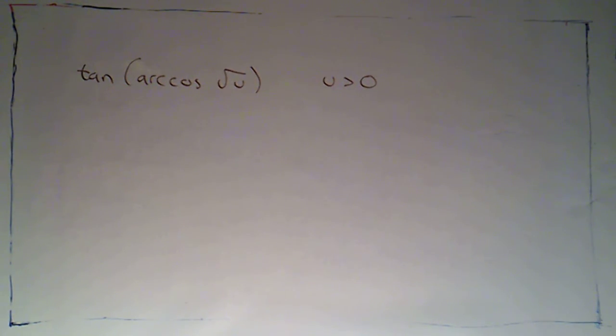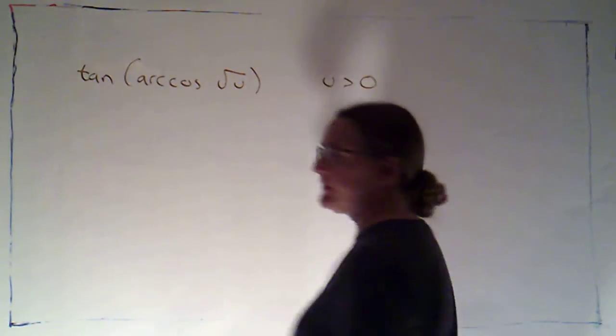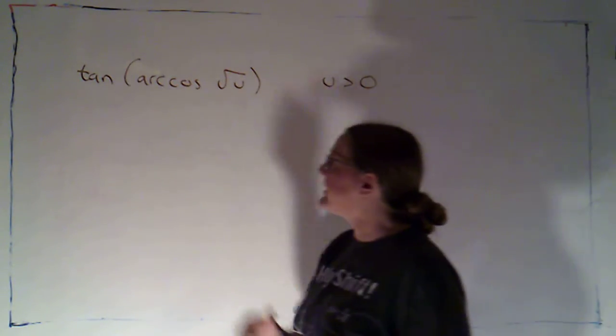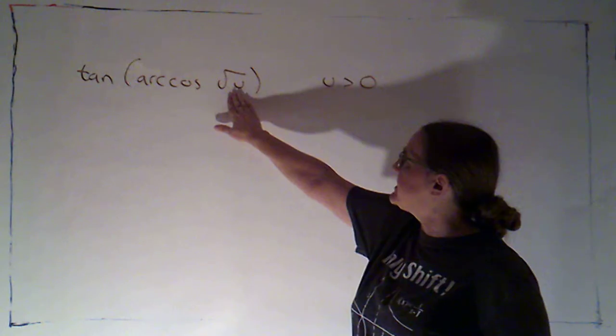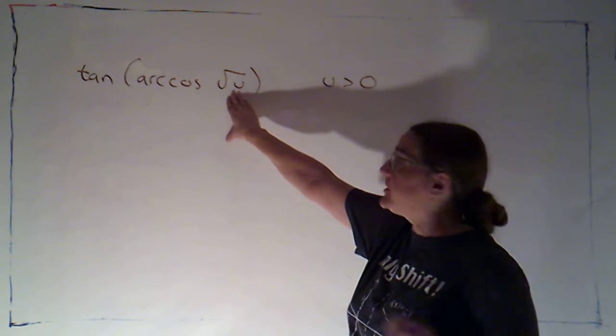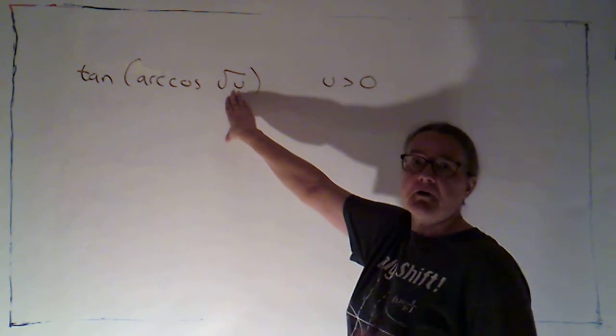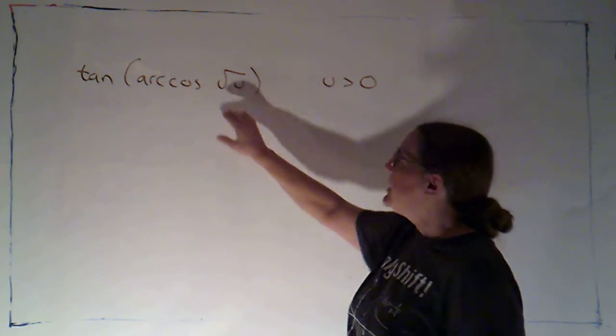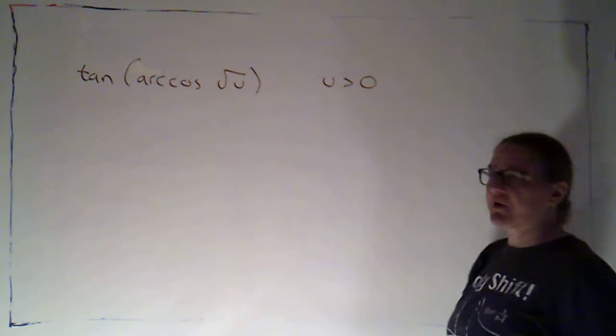Okay, I wanted to give you folks a chance to try one of these problems similar to what we did in the last video, where we're looking at a composition of a trig and an inverse trig function, but instead of having a number here where the trig ratio would go, we've got a variable expression. So here I'm looking at arc cosine of root u. Now, I told you here that u is bigger than 0.